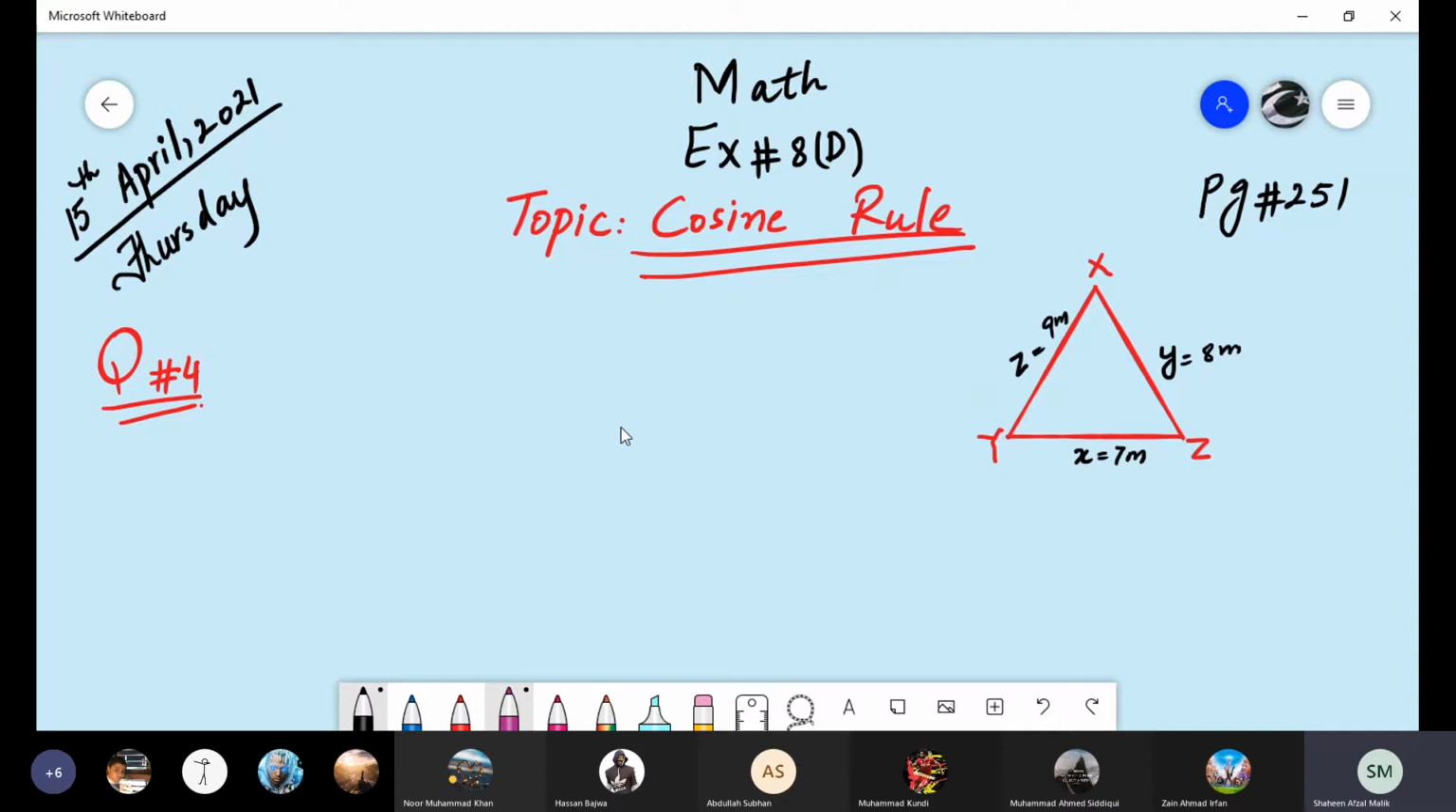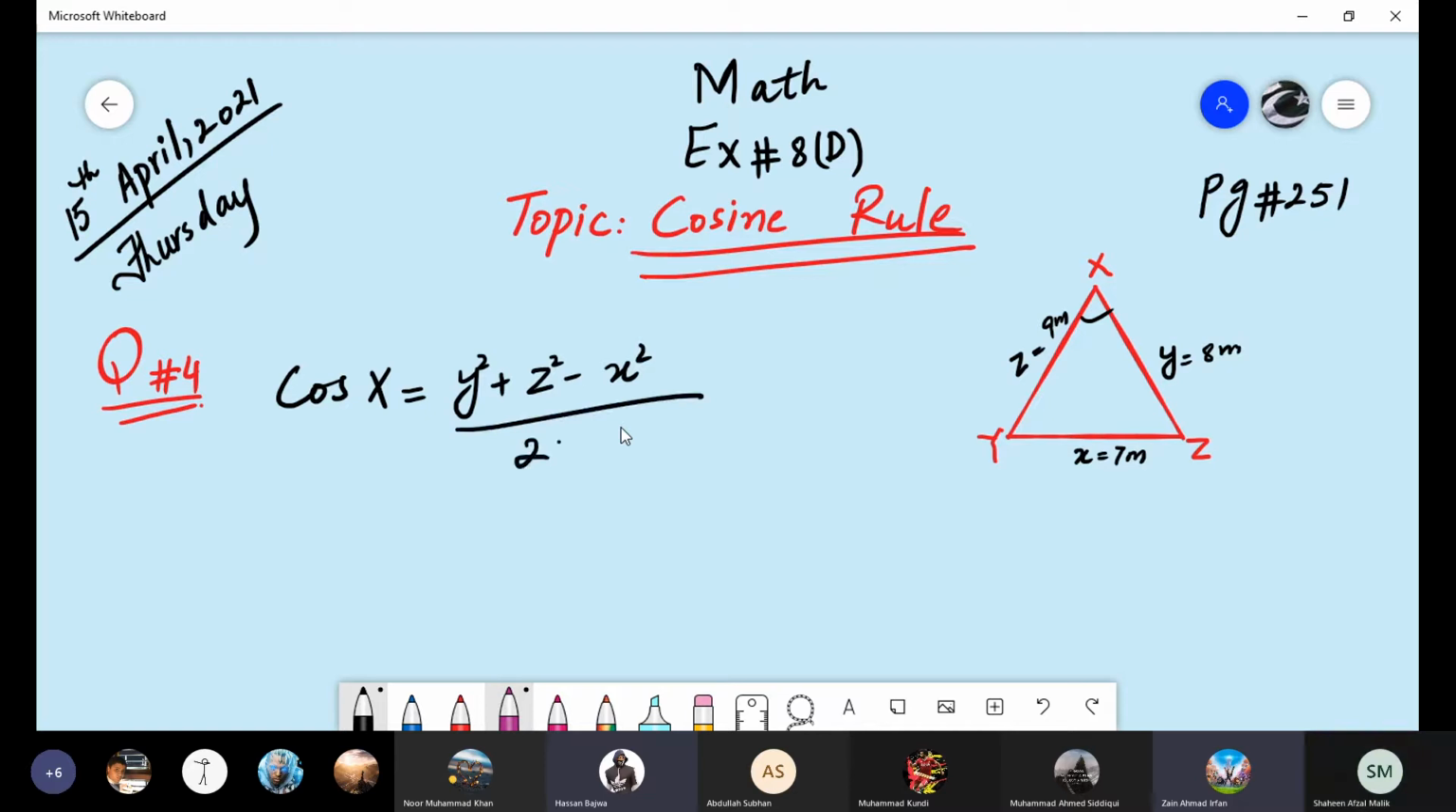Yes, boys. First of all, we want to find out the angle X. How can you find out angle X? Cos X is equal to Y square plus Z square minus X square over 2YZ. Excellent. So now what should be the next step? The next step is by just substituting the values.